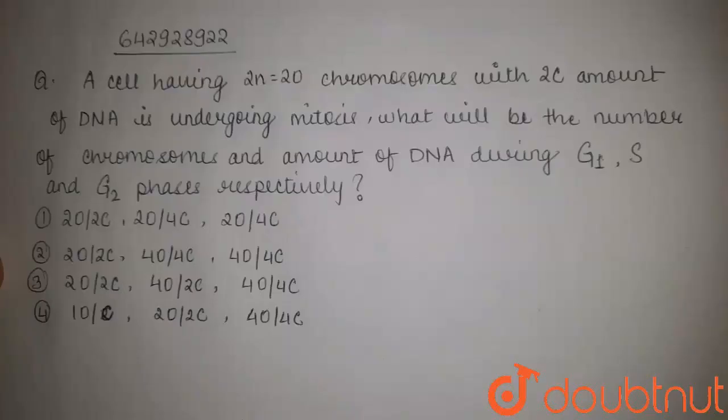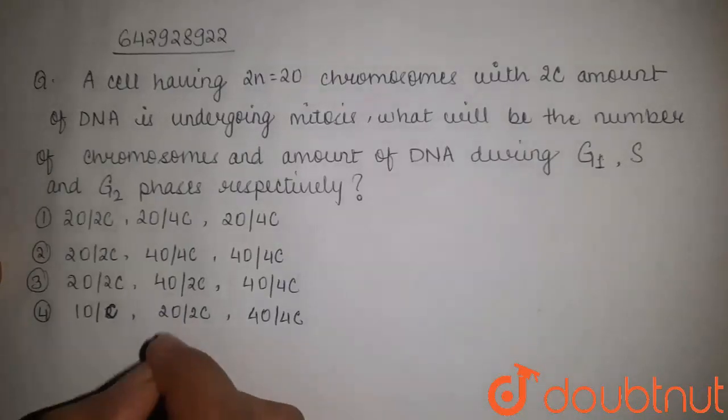Hello guys, so our question is: a cell having 2n = 20 chromosomes with 2c amount of DNA is undergoing mitosis. What will be the number of chromosomes and amount of DNA during G1, S and G2 phase respectively? So in this question, it is asking that we have to tell about the number of chromosomes and amount of DNA during G1, S and G2 phases.